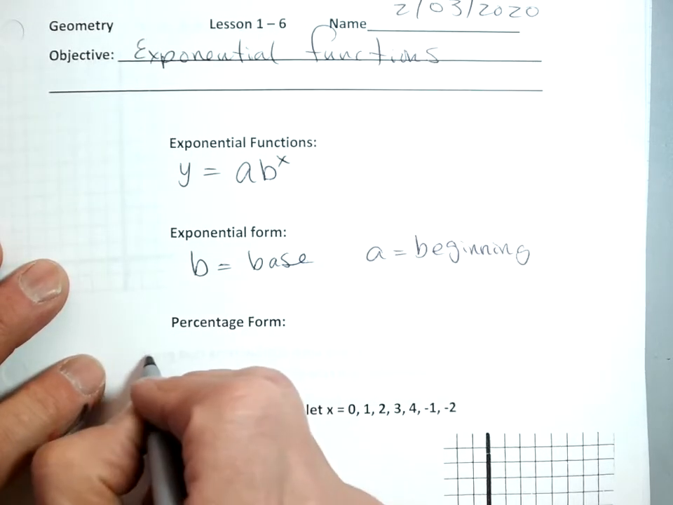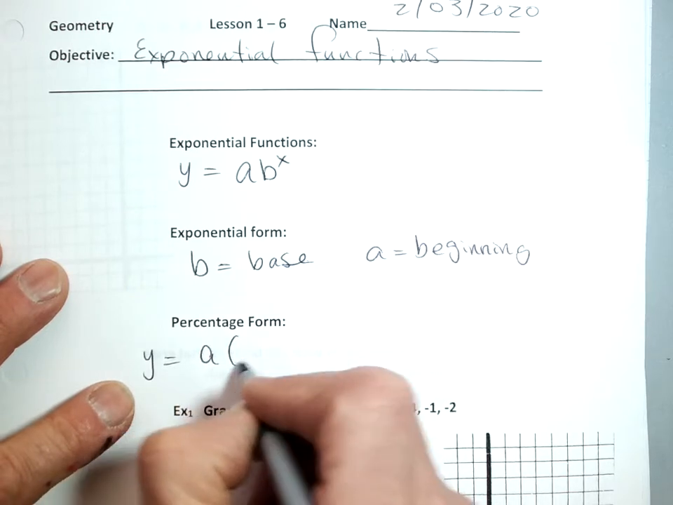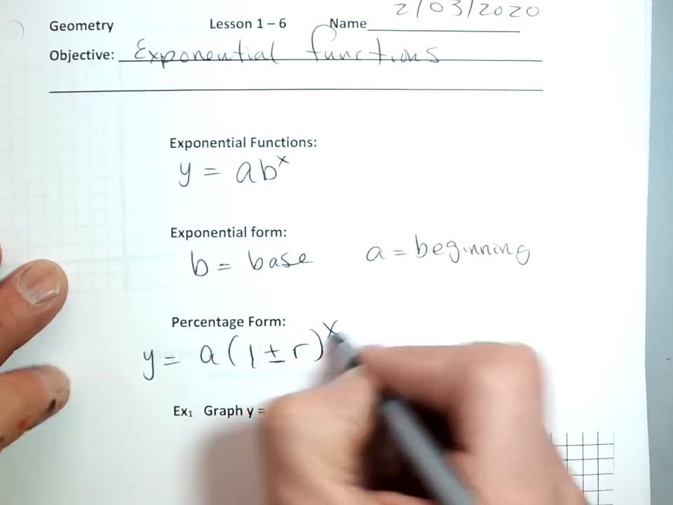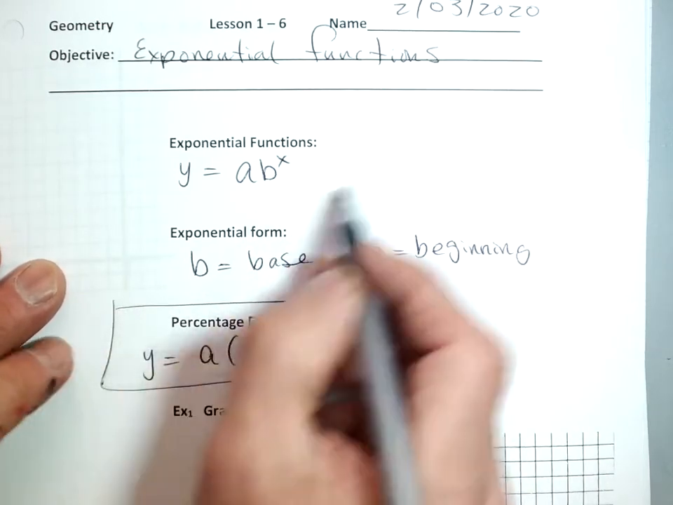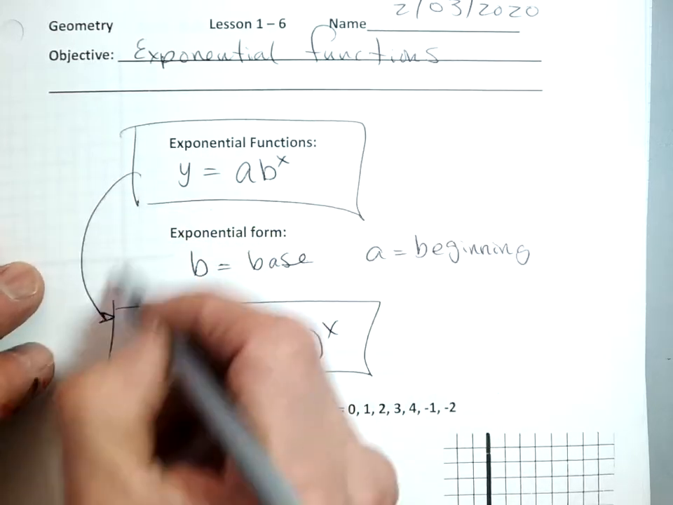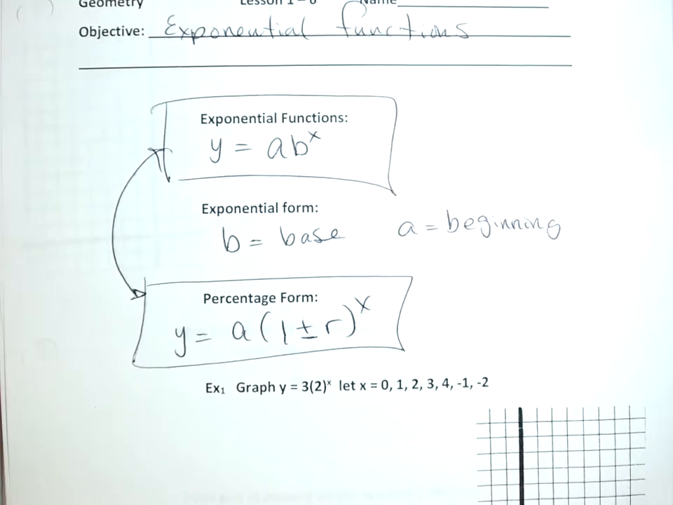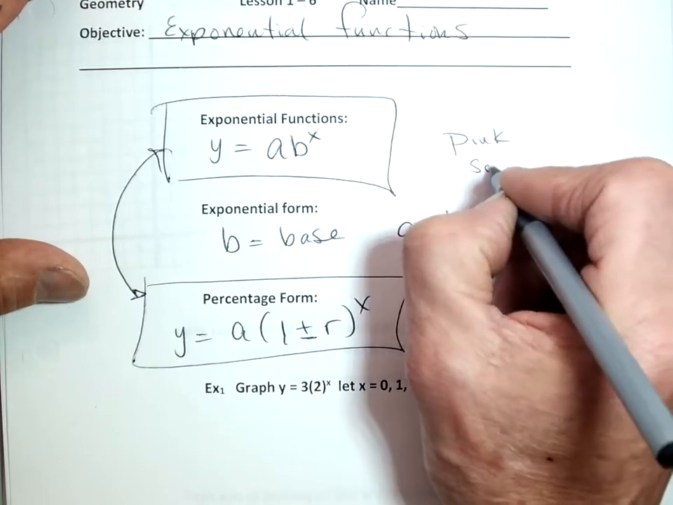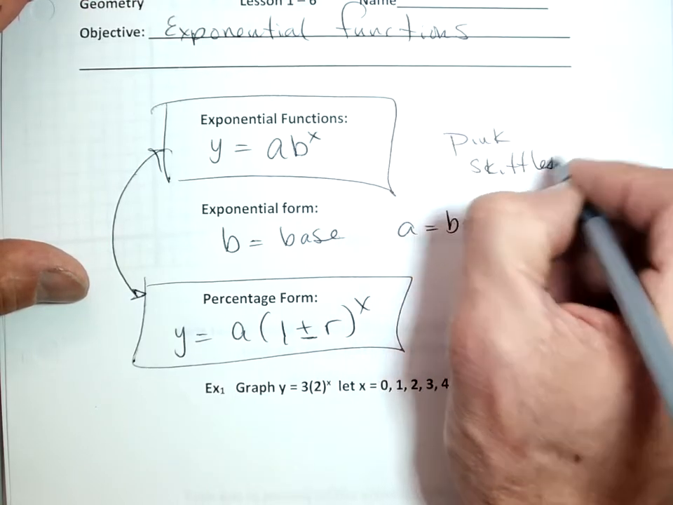And we're going to go instead y equals a times 1 plus or minus r to the x power, okay? These two will give you the exact same graph. It's a little confusing, but if you were here Friday and you did the Skittles, I want you to think about the pink Skittles real quickly. Let me show you why these are the same.